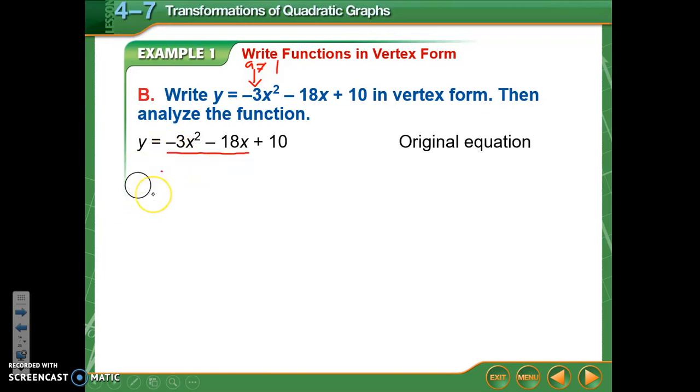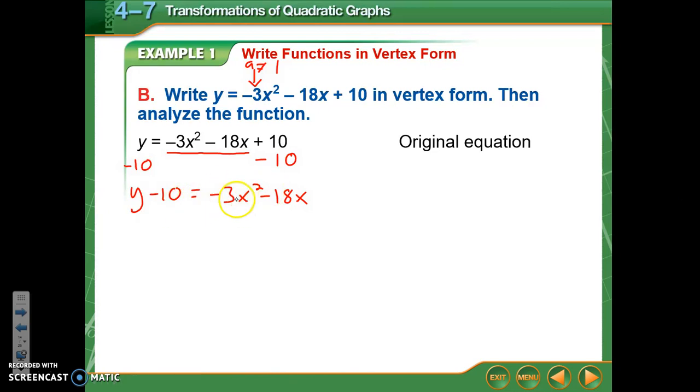And actually, let me show you another thing here that is sometimes helpful when you're completing the square. If you don't like doing everything on one side of the equation, you can subtract your constant to the other side. So this gives me y minus 10 equals negative 3x squared minus 18x.